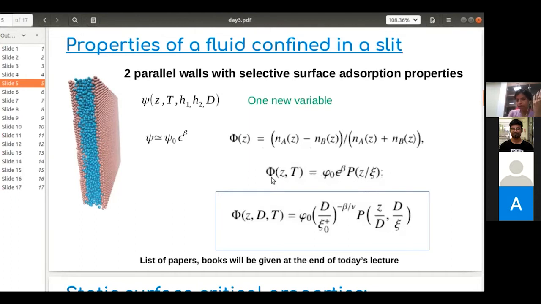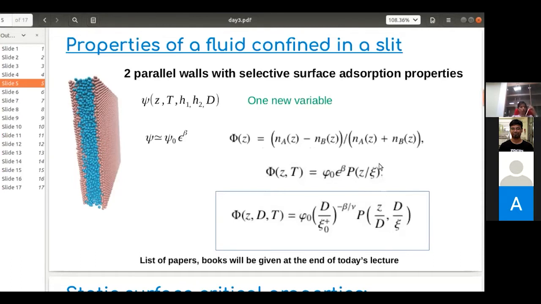And the fact that the phi, the order parameter, depends on distance and temperature is once again captured by the scaling function as well. How? The z simply enters as z, and the temperature enters in terms of the correlation length. Okay, so everything is basically consistent and matching with each other very nicely. So this is the expression of the order parameter, the local order parameter, when you have only one wall.